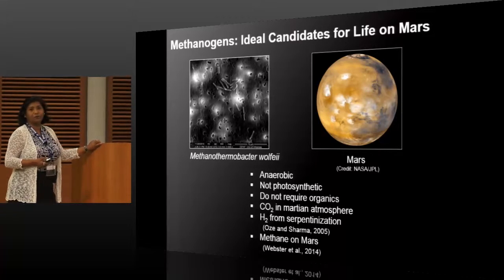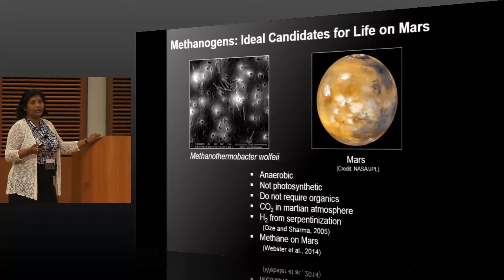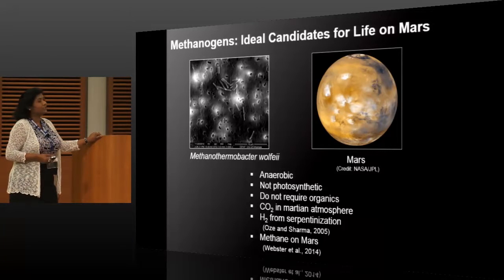Interestingly, we have found methane on Mars. On Earth, we know that most methane has a biological origin. Therefore, methanogens are ideal candidates for life on Mars.